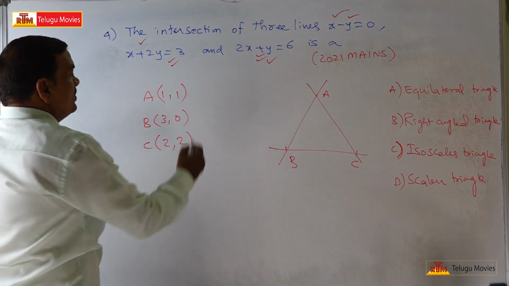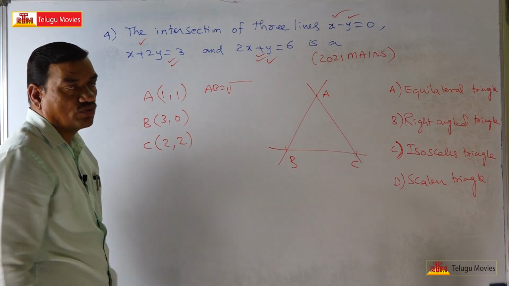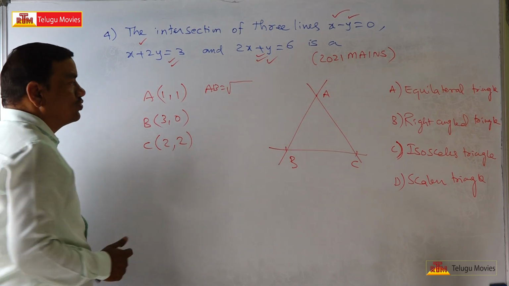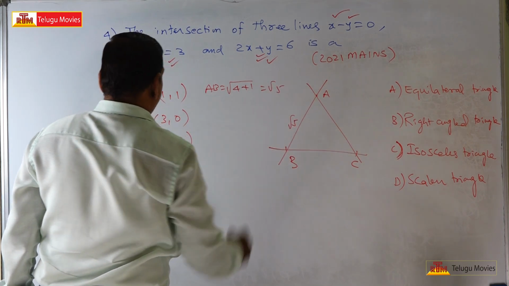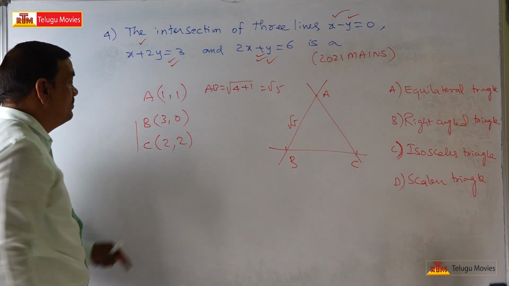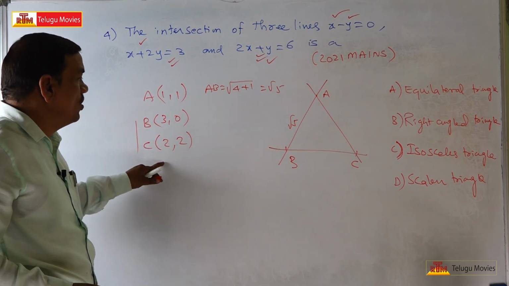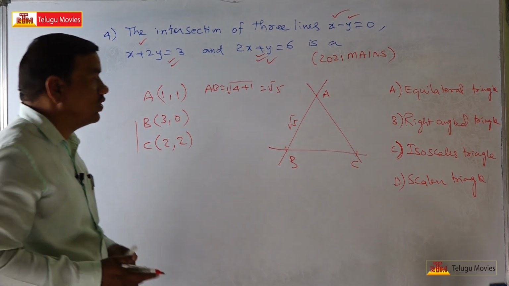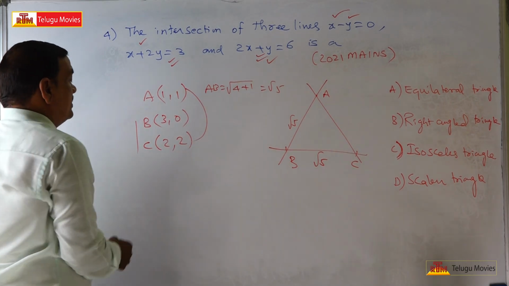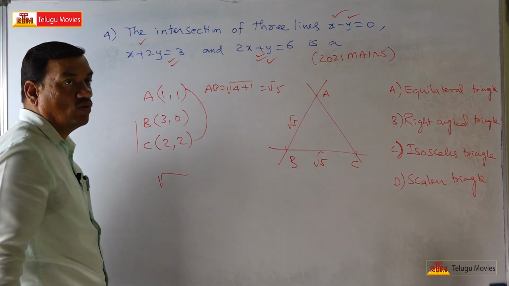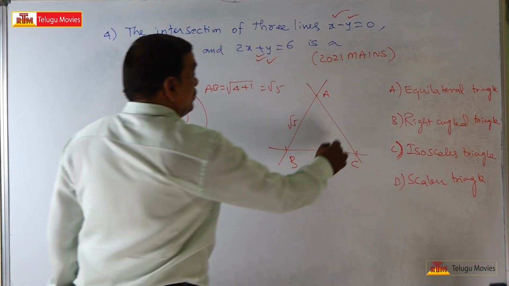Now what is the distance between AB? AB distance is the square root of (x2 minus x1) whole square, 3 minus 1 whole square, that is 2 square, 4, plus 1. This is root 5. What is the distance between BC? BC is 3 minus 2 whole square, 1, plus 2 square, 4. That is equal to root 5. What is the distance between AC? This is the root of 2 minus 1 whole square, 1, and 2 minus 1 whole square, 1. So this is equal to root 2.